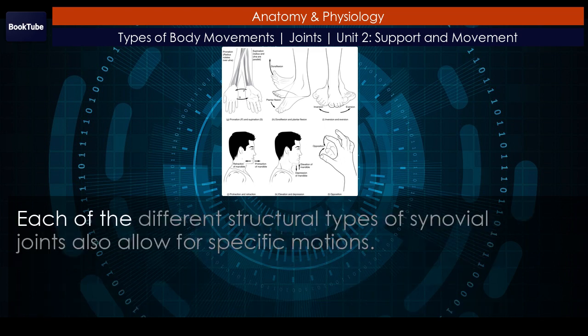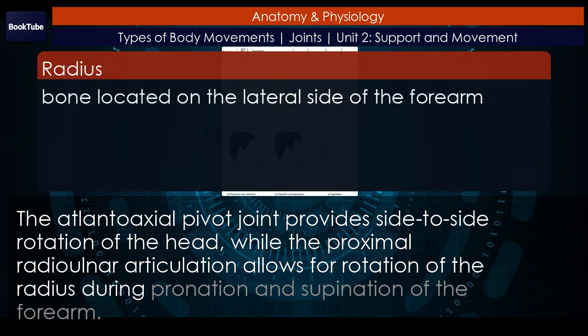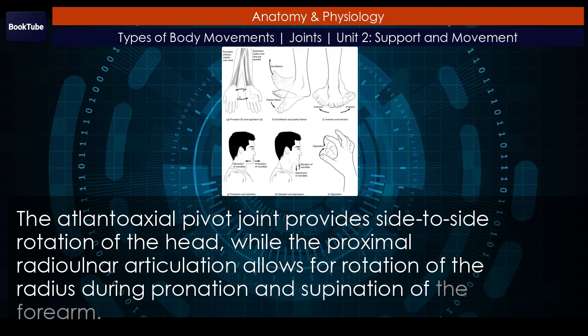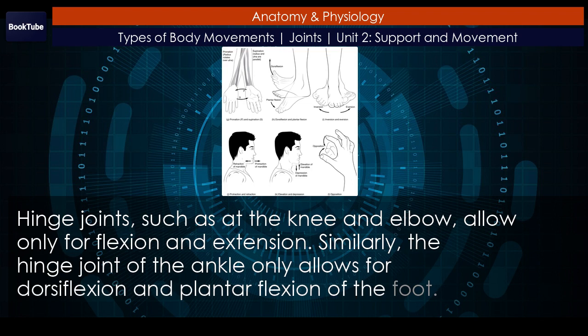Each of the different structural types of synovial joints also allows for specific motions. The atlantoaxial pivot joint provides side-to-side rotation of the head, while the proximal radioulnar articulation allows for rotation of the radius during pronation and supination of the forearm. Hinge joints, such as at the knee and elbow, allow only for flexion and extension. Similarly, the hinge joint of the ankle only allows for dorsiflexion and plantar flexion of the foot.